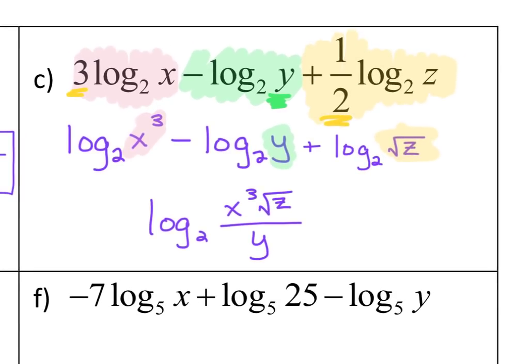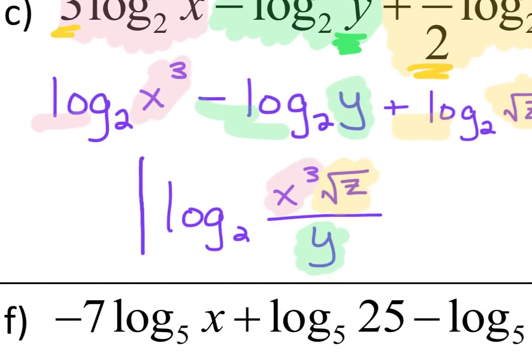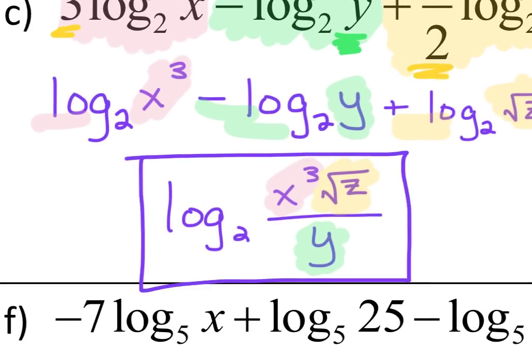And just real quick again, the x cubed in the numerator because the log was positive, the y in the denominator because the log was negative, and the z in the numerator because the log was positive. And so that's your answer to part C.